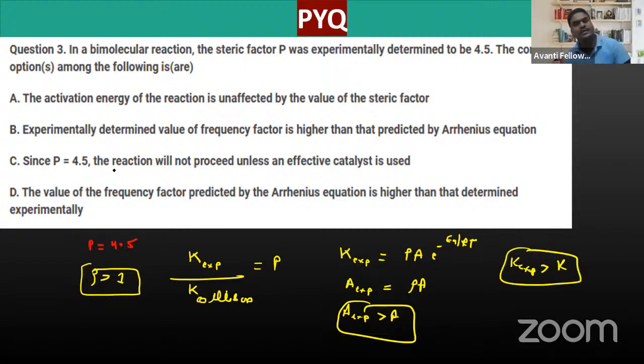So which option is correct? The activation energy of the reaction is unaffected by the value of the steric factor. So this one is correct, and the experimentally determined value of frequency factor is higher than the Arrhenius equation. So this is also correct, right? Okay, so this is how we'll actually solve this.